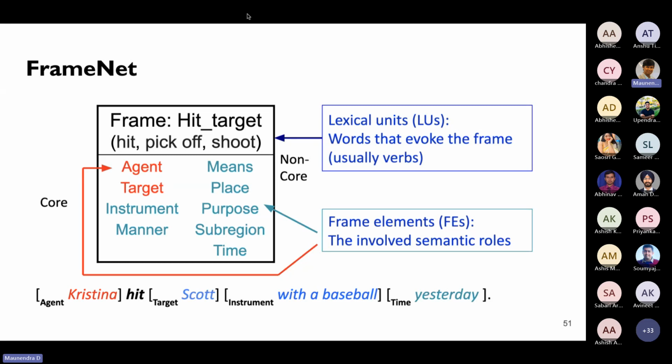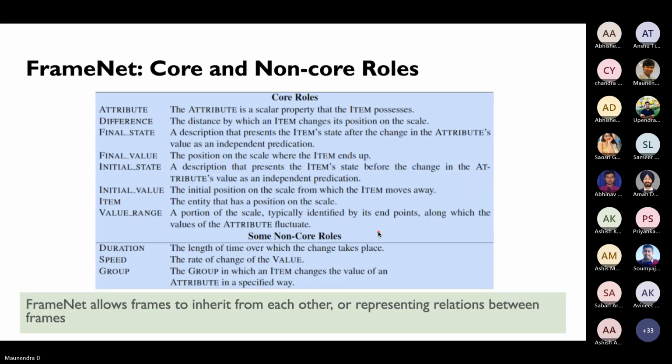Okay. So frame has some lexical units which list down the words which will invoke this frame. And there are some core or mandatory frame elements. And then there are some non-core, which are optional things. So here are some other example rules, which are a bit more broad. So which is actually a broader list.